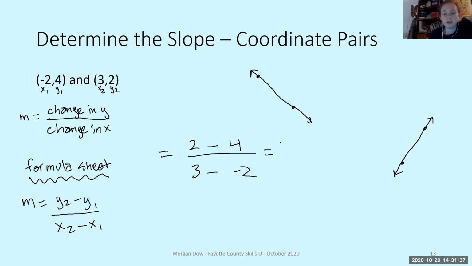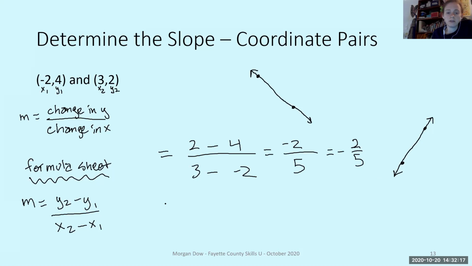2 minus 4 is -2. 3 minus -2 is 5. So we get the slope of -2 over 5. And usually if you have a negative sign in your ratio like that, we would pull it out front. So we just say -2 over 5. Can you simplify this ratio any further? No, you can't. You could change it into a decimal number if you wanted to, but you can just leave it in ratio or fraction form like this.